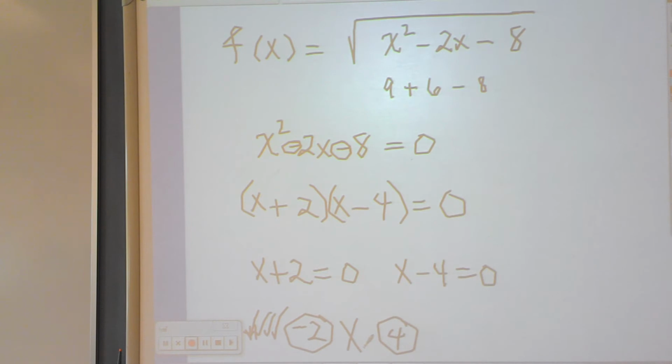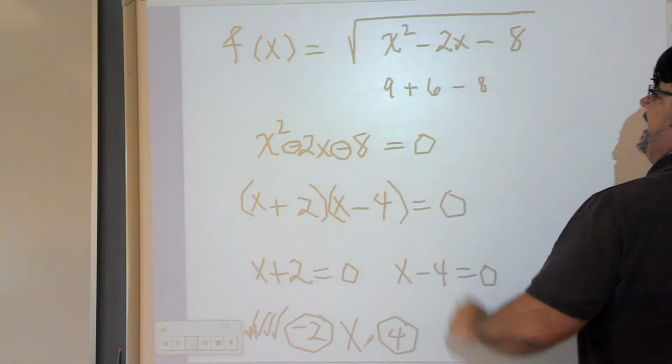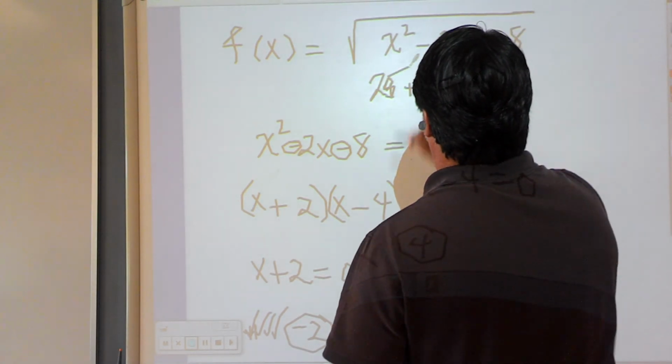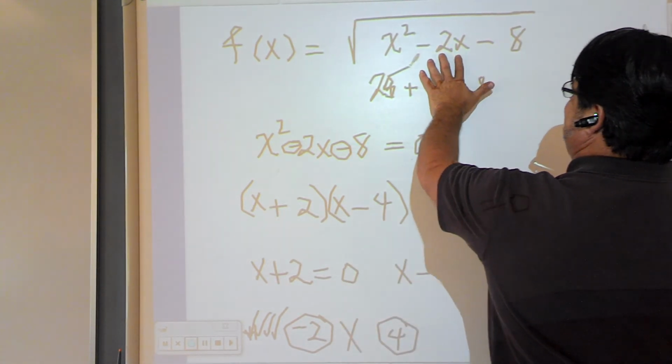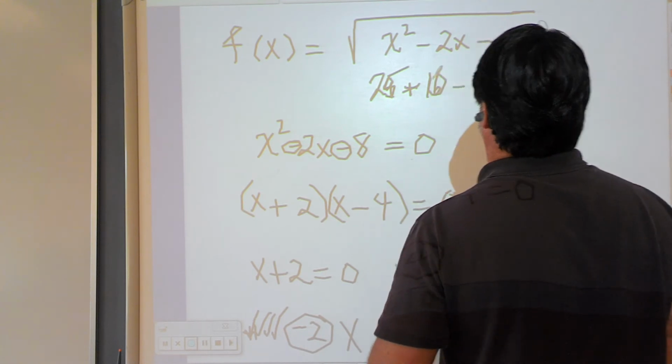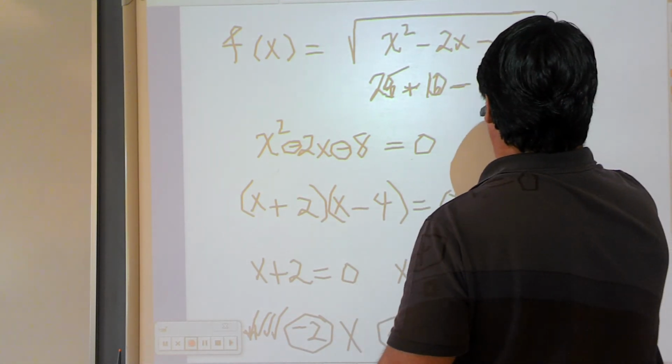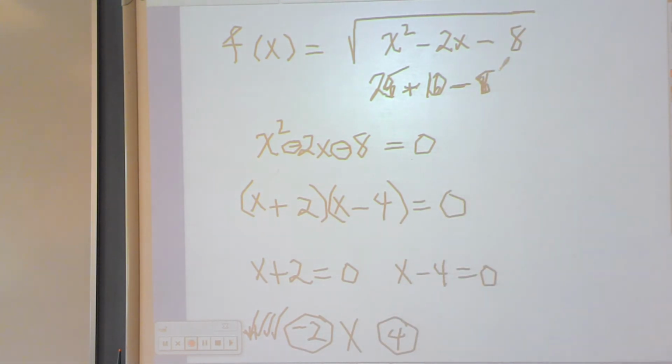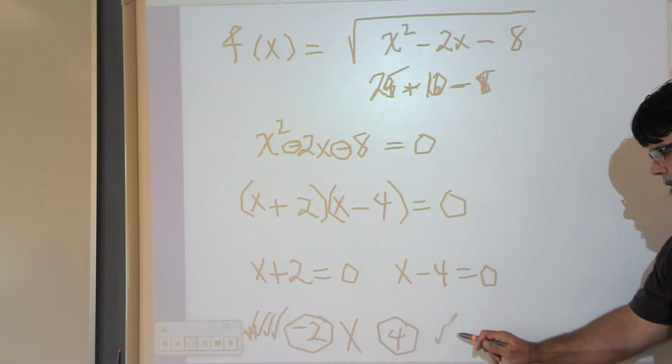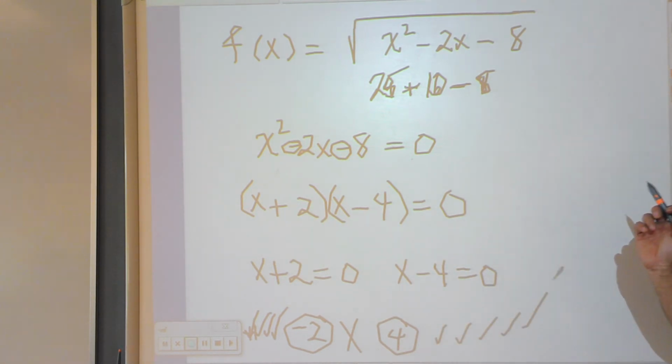What about 5? Let's put 5 in. 5 squared is 25, minus 10, minus 8. What does that give us? 25 minus 10 is 15, minus 8. That's okay. Let's try 10. 10 squared is 100, minus 20 is 80, minus 8 is 72. So what can you say about these guys? They're okay.